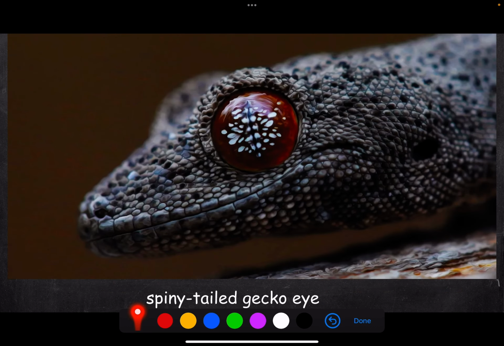We have the magnificent eyes of the spiny-tailed gecko. I mean, that's just beautiful to look at. You might find it scary. I just find it actually quite beautiful. And Naruto fans might be reminded of the Sharingan. So yeah, I thought this was cool.